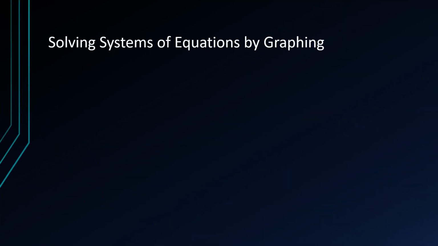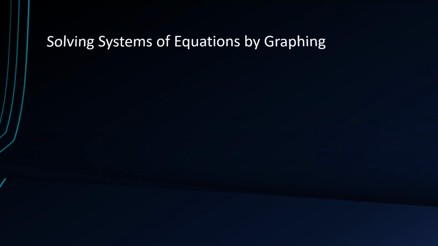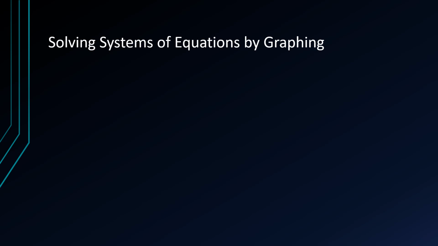Let's do an example. Example 1. Rewrite both of the following equations in this system in slope-intercept form. First, we need to recognize that these equations are written in standard form, and we already learned how to rewrite them into slope-intercept form. Let's start with the first equation.